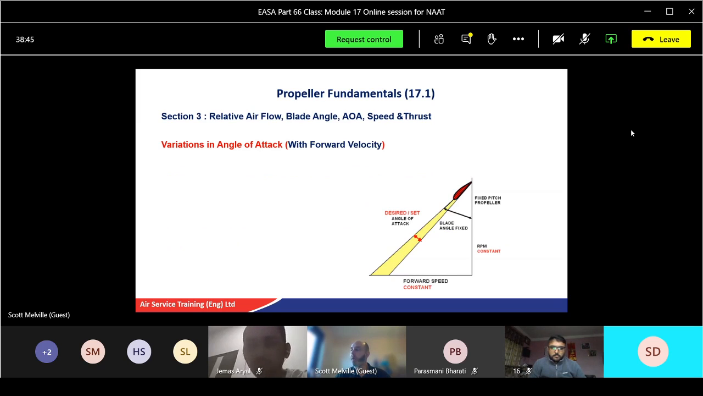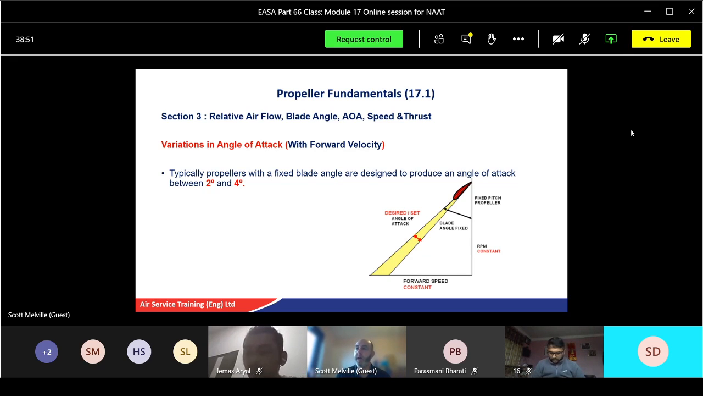So just recapping there again. Typical propellers with a fixed blade angle are designed to produce an angle of attack between 2 and 4 degrees, like we saw already. So a fixed pitch propeller. What do I mean by fixed pitch? The propeller can't move. We can't physically move it. We can take it off. We can put a different pitch on there if we want.